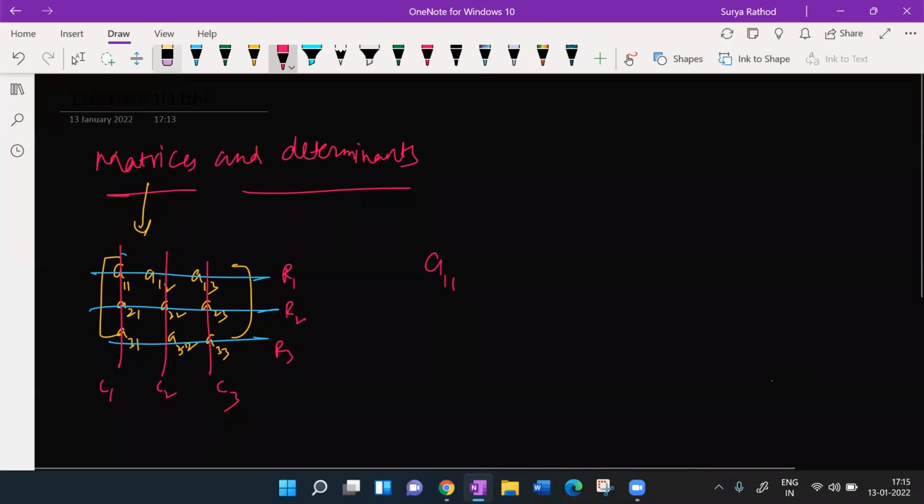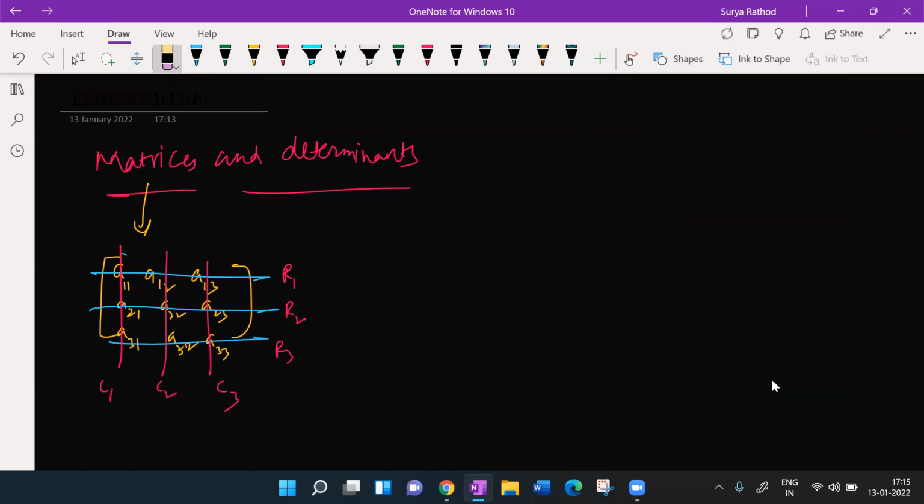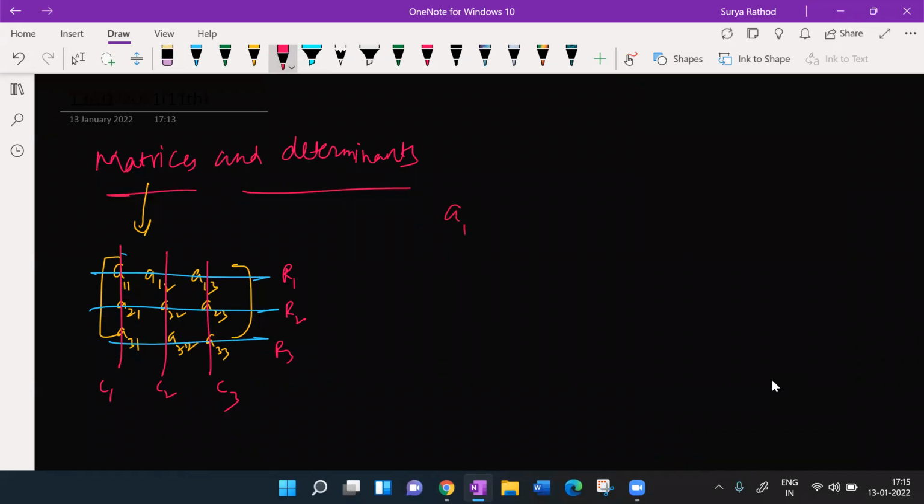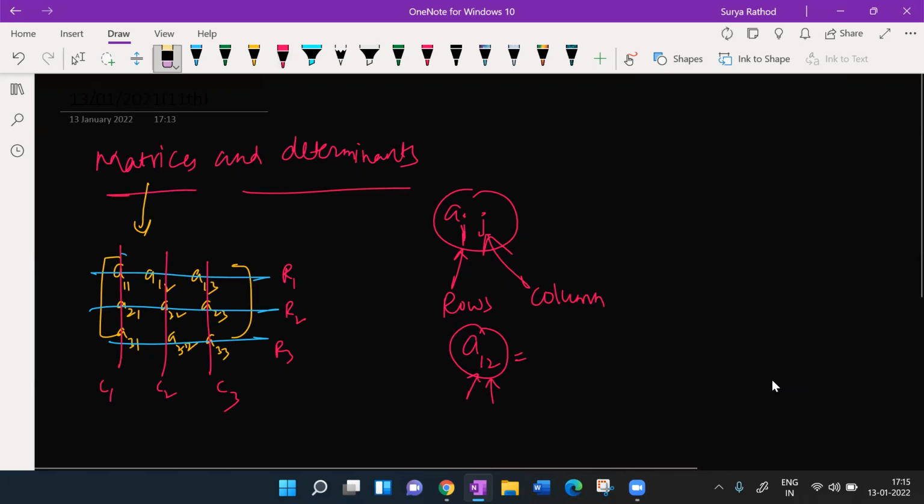Basically, this is the standard form of a matrix element, Aij. We simply denote each element as Aij. What do I and J denote here? I denotes the row and J denotes the column. For suppose if I write A12, A12 is an element in the first row, second column. You understood my point?